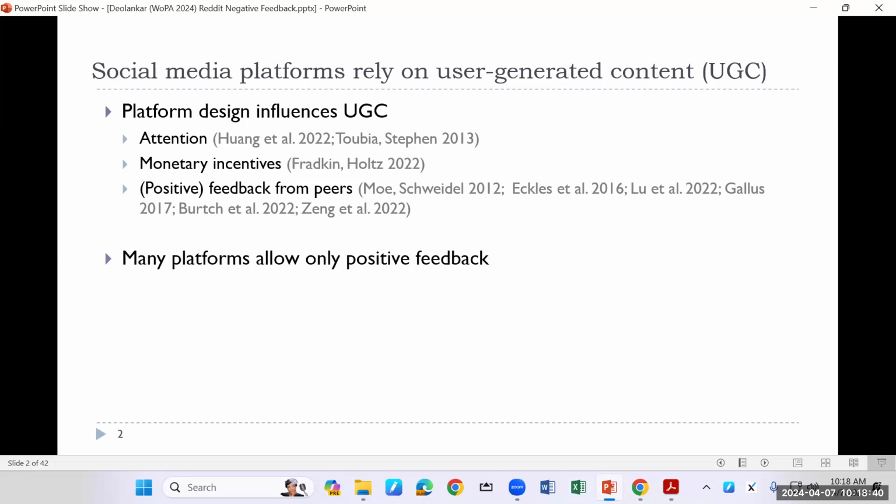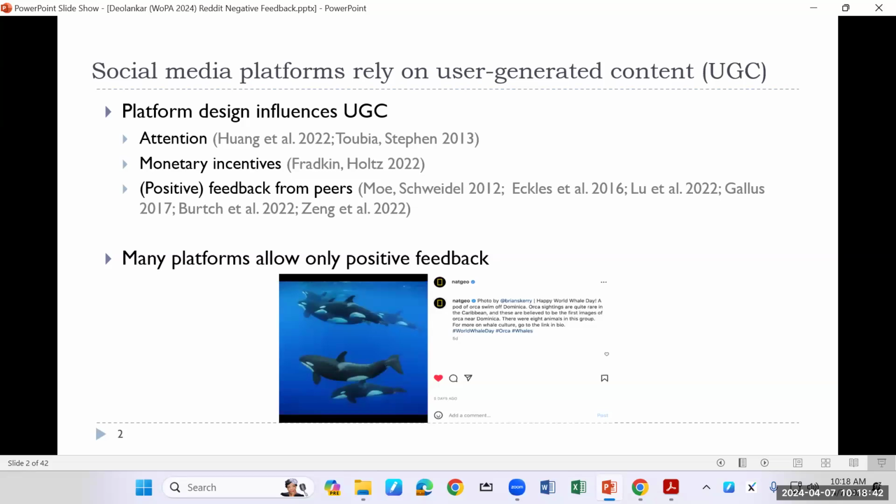Now, these findings are important because many social media platforms allow their users to only provide positive peer feedback. By positive peer feedback, I mean low-cost, objectively positive signals that content viewers can send content providers. Take Instagram, for example. It's a popular social media platform. On this platform, content creators create content in the form of images or short videos, and content viewers can consume that content and then provide positive feedback to the creator using the heart button.